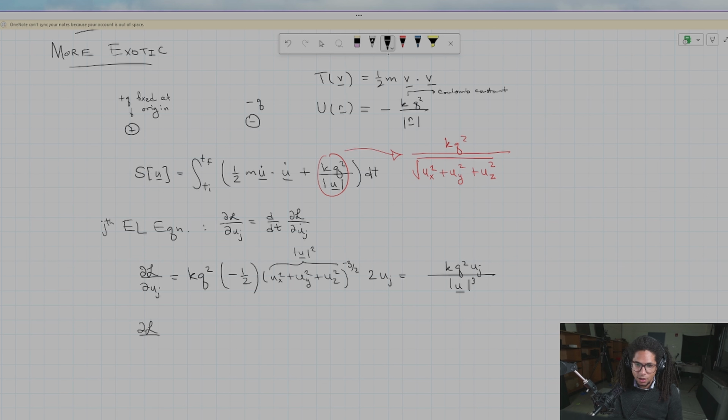Now for dL/duj dot, that we can get by rewriting this dot product. This is just ux dot squared plus uy dot squared plus uz dot squared. So this, in the end, is just going to be m times uj dot. That's relatively simple to check. That implies that d/dt of dL/duj dot is equal to, well, m uj double dot. Good.